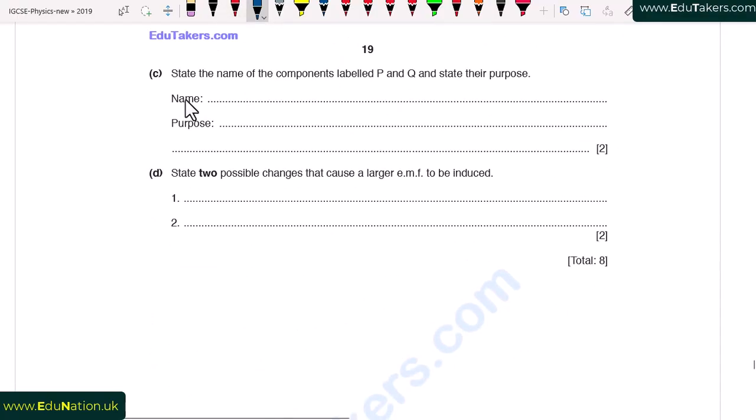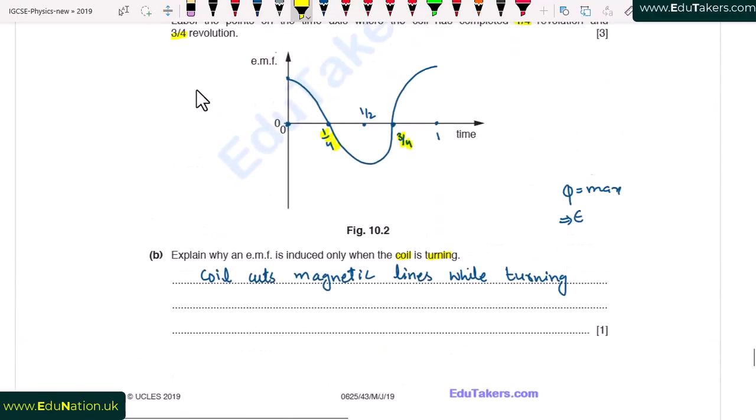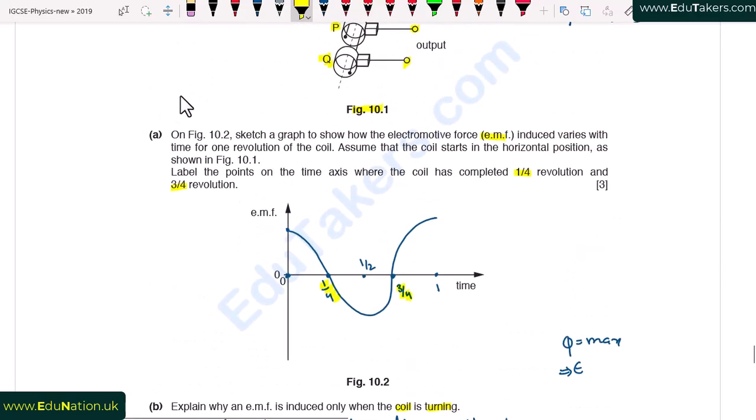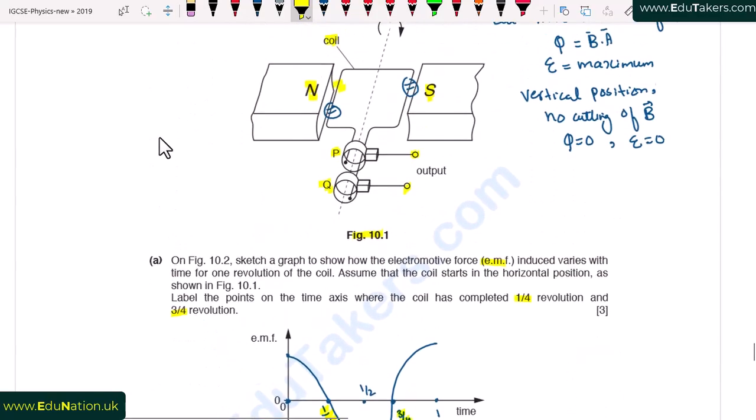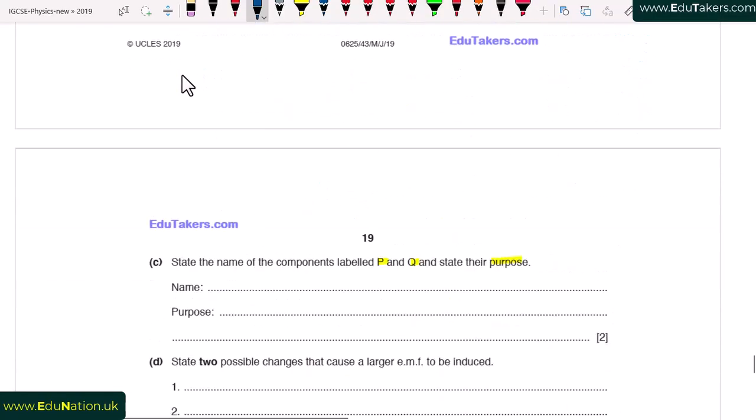State the name of the component labeled P and Q and state their purpose. Here we have to give the name of this component and also describe for which purpose it is used. So going back to the diagram, we can see that there are P and Q, 2 points. This one is P while this is Q. So this is basically the slip rings. So I write here the name of this is slip rings.